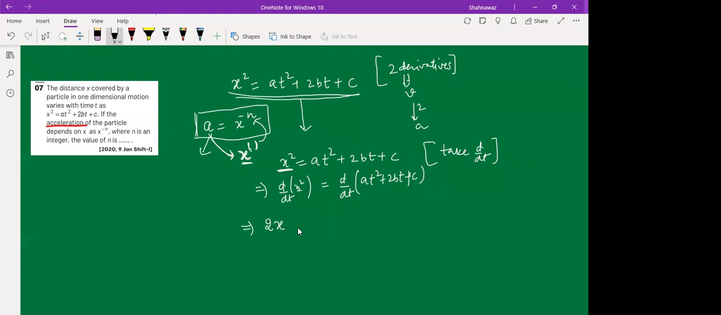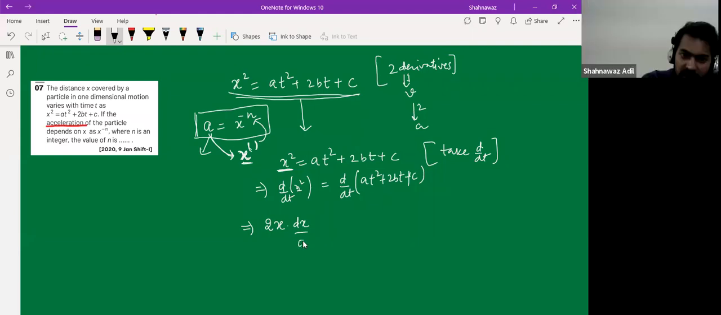Yes, 2x, and then you will have to find the derivative of this x, right? So this will be dx by dt. And then you will calculate the derivative of the rest. This will be 2at plus 2b, and the other one is zero. So dx by dt is what? 2 is common here, so 2 is cancelled out. So this is at plus b by x. Okay, understood up to this point?